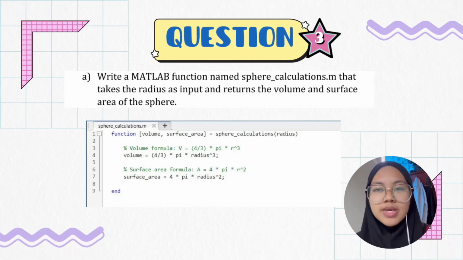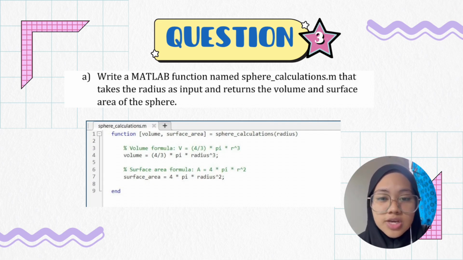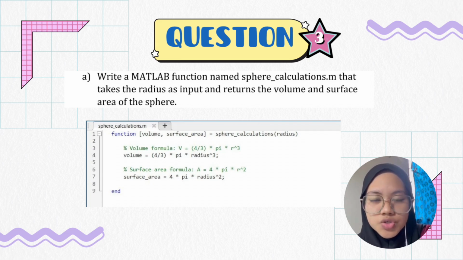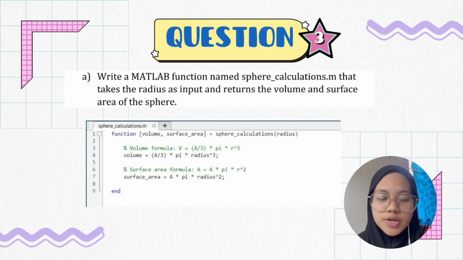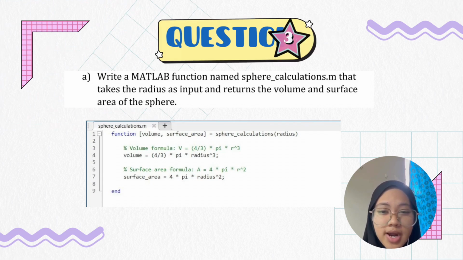For part A, write a MATLAB function named sphere_calculation.m that takes the radius as an input and returns the volume and surface area of the sphere. Inside this file, we are going to create a function that calculates the volume and the surface area of the sphere. This file defines a function in MATLAB that can be reused to compute the volume and surface area when we provide the radius. We use the mathematical formula for the volume, which is 4/3 pi r cubed, and the surface area is 4 pi r squared.